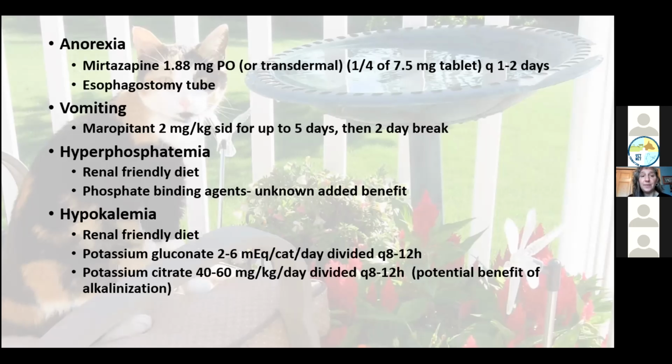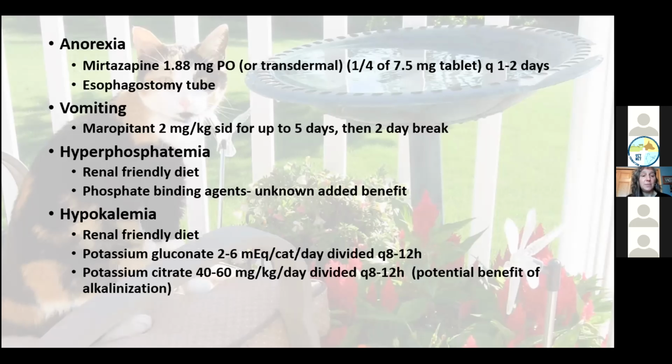And if you need to, in a very anorexic cat, you can place an esophagostomy tube. This is a relatively easy procedure to do. And then you're also able to give extra fluids and medications by the tube, and it can be kept in several weeks or even months if needed.